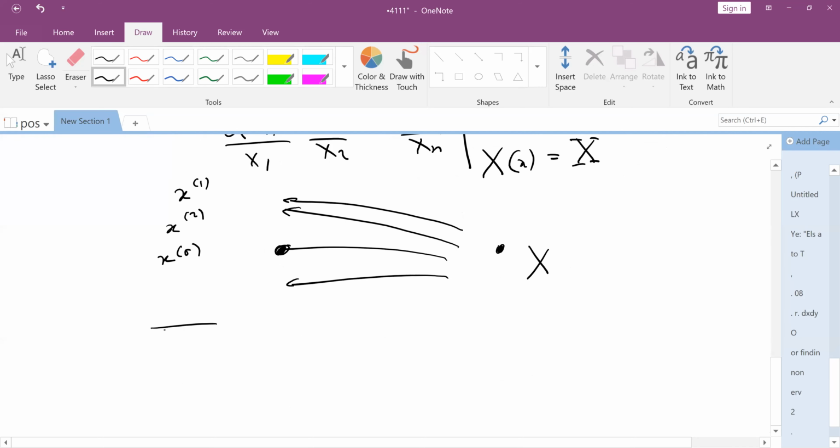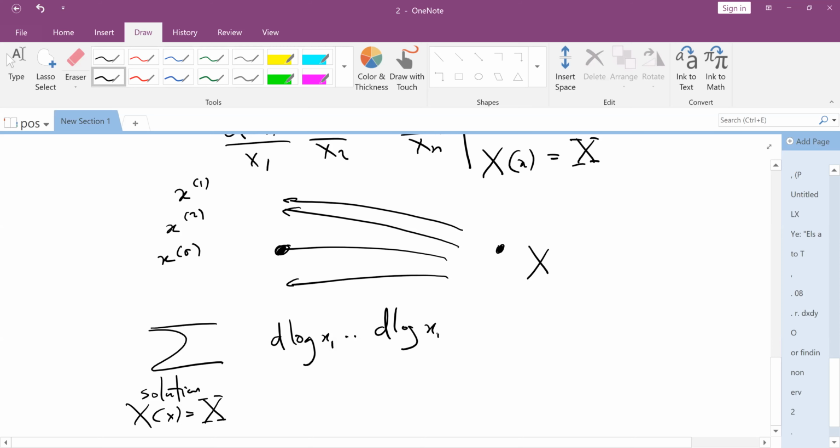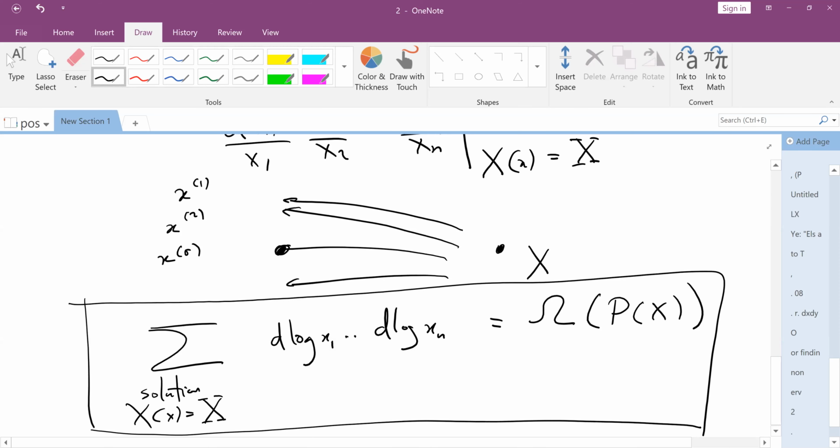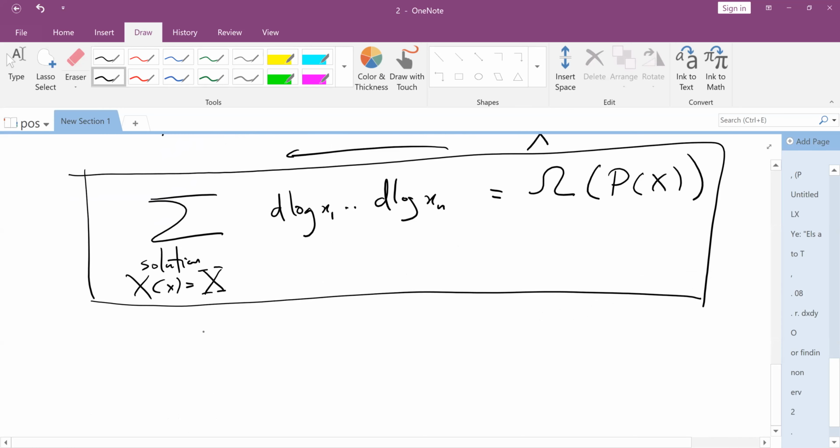But the claim is that if I simply sum over all the solutions of X equals the X that I want, of d log little x1 up to d log little xn, I get the canonical form for the geometry in capital X. Okay, so that's the second strategy. This is the push forward strategy.